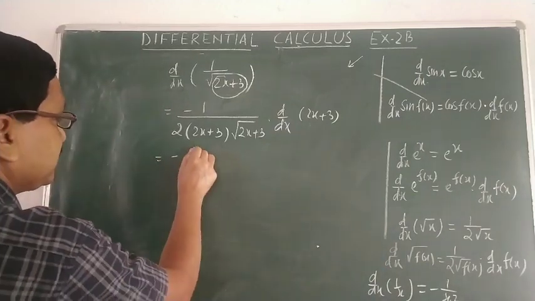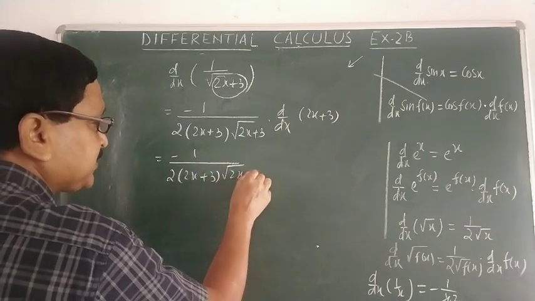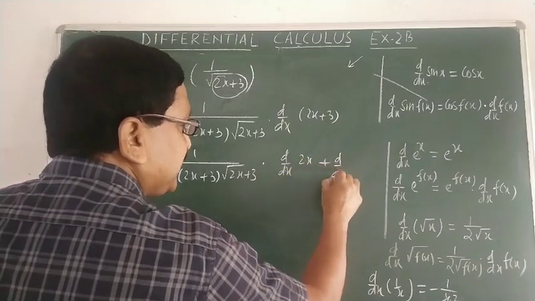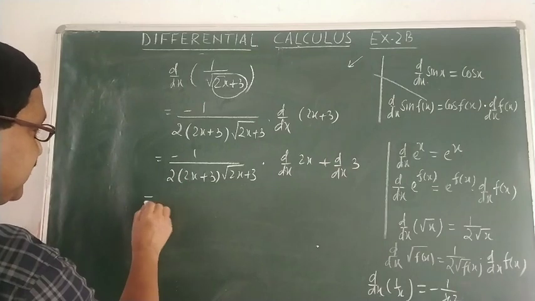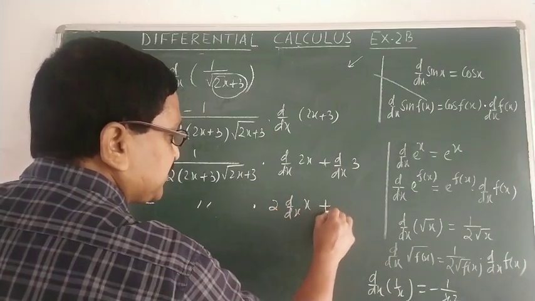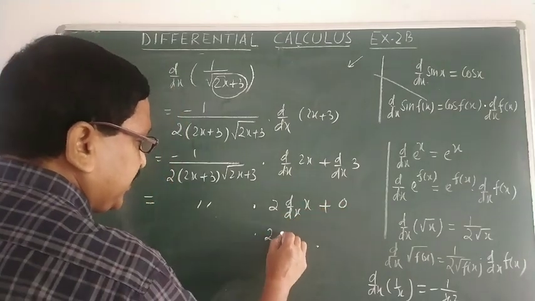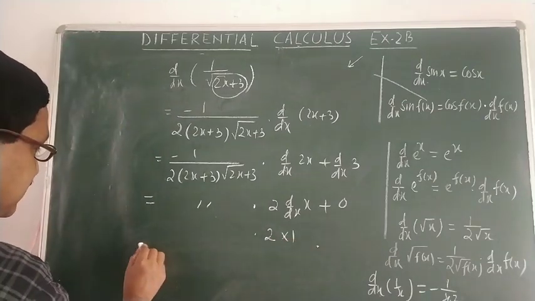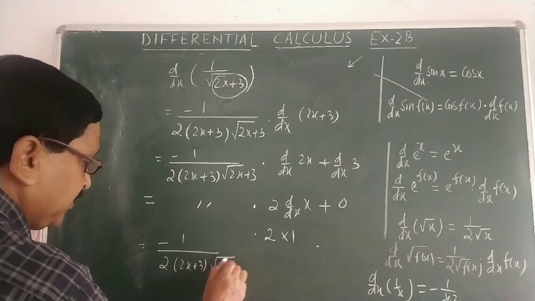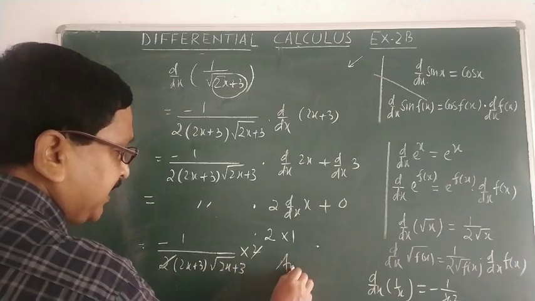So this is minus 1 by 2 into (2x plus 3) root 2x plus 3 into d by dx of 2x plus d by dx of 3. As usual, 2 outside, d by dx of x plus 0. Differentiation of a constant is 0. So this is simply 2 into 1. So the final answer is minus 1 by 2 into (2x plus 3) root 2x plus 3. Multiply, these 2 cancel and the remaining is the answer.